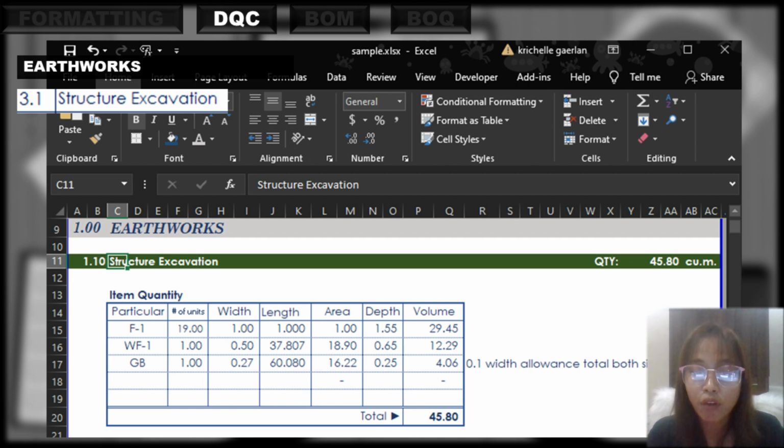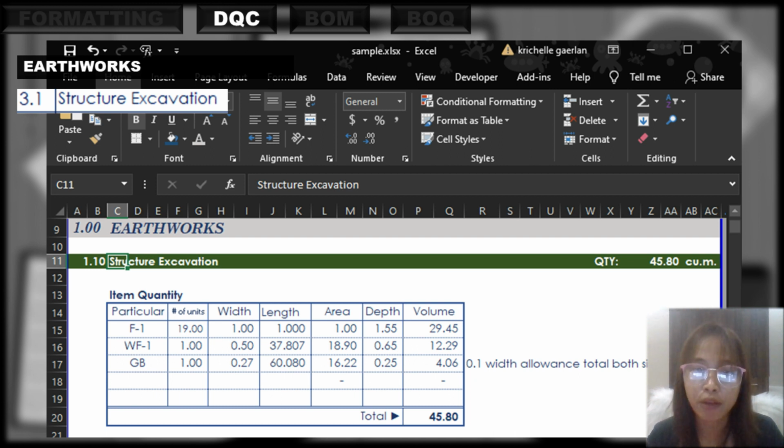manually count the number of units as per foundation plan and derive the volume by multiplying the area of the footing by the depth of excavation, likewise with the wall footing. For the grade beam, we insert an additional 0.05 meters allowance on both sides, meaning a total of 0.1 meters excavation width. This is to give space for the installation of forms in preparation for concrete pouring.